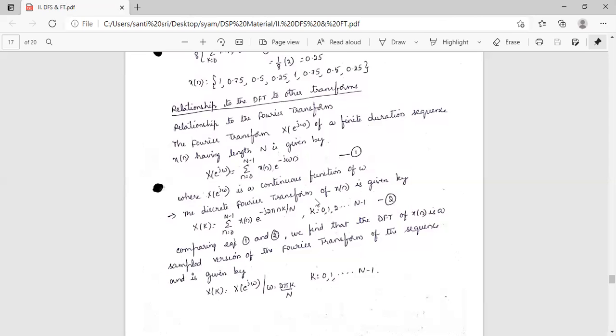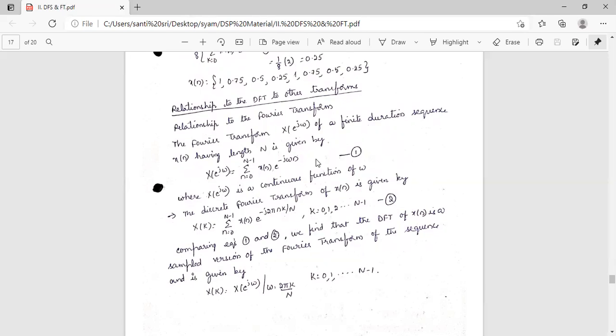The discrete Fourier transform of x of n is given by x of k is equal to sigma n equal to 0 to n minus 1 x of n e power minus j 2 pi n k by n, where k equal to 0, 1, 2 up to n minus 1. That is stated as equation number 2, whereas the Fourier transform equation is stated as equation number 1.